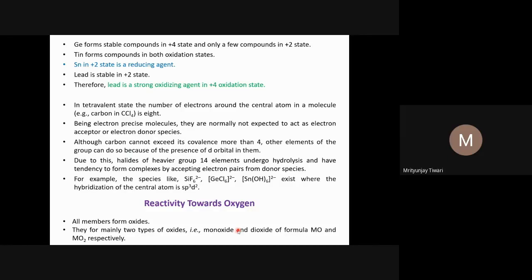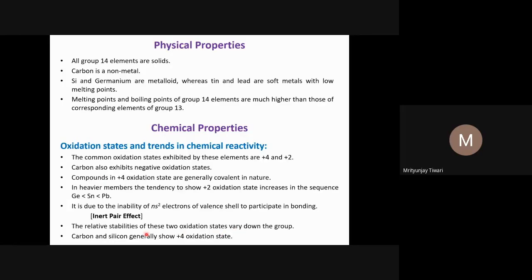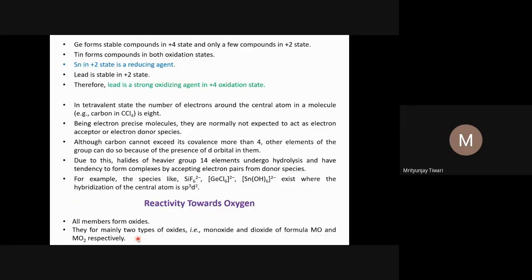Carbon and silicon mostly form compounds in the +4 oxidation state. They do not form compounds in the +2 oxidation state. Germanium can form compounds in the +2 oxidation state, but those compounds are not stable. So even for germanium, compounds in the +4 oxidation state are stable. Tin and lead form compounds in both the +2 and +4 oxidation states.